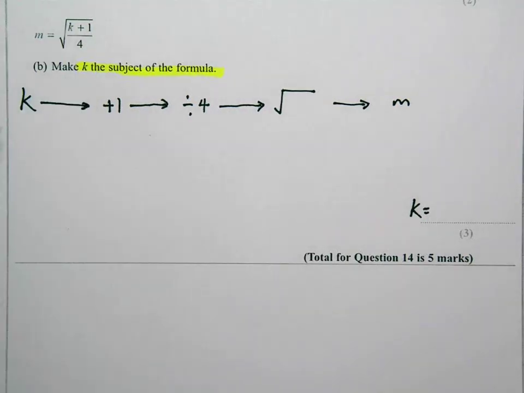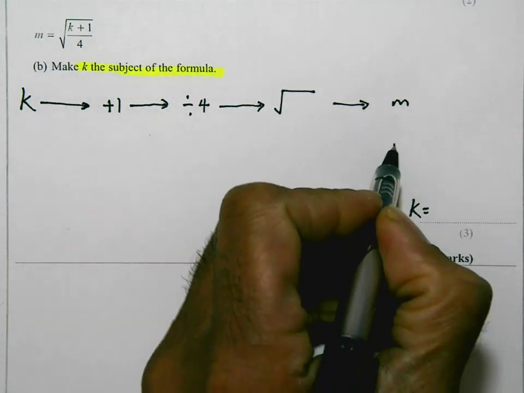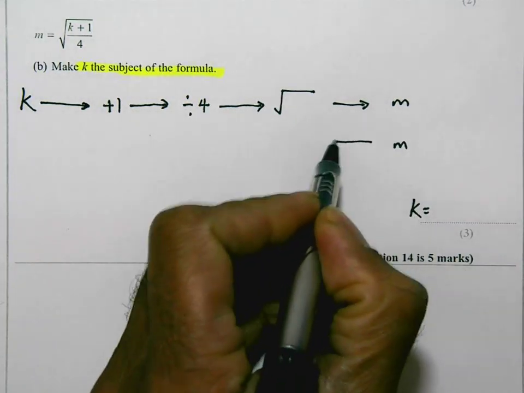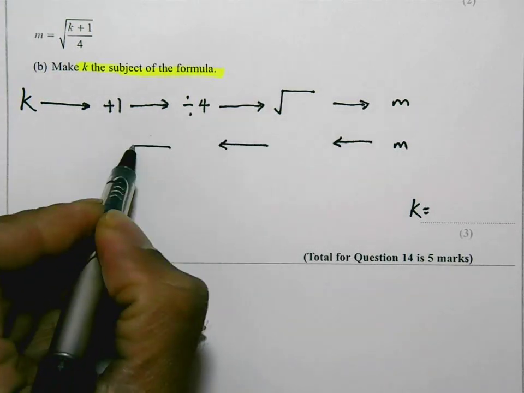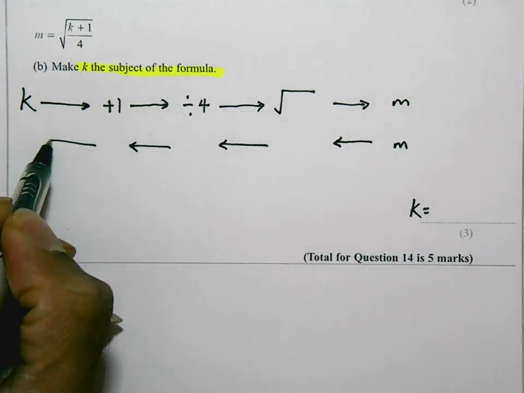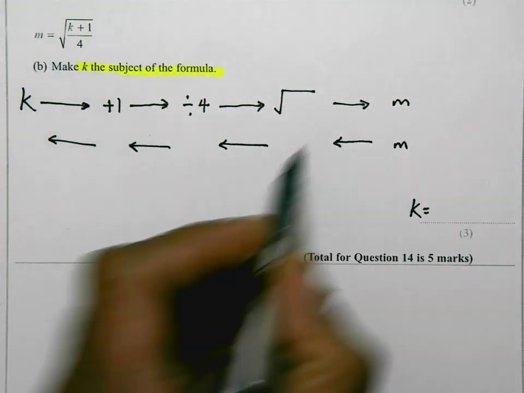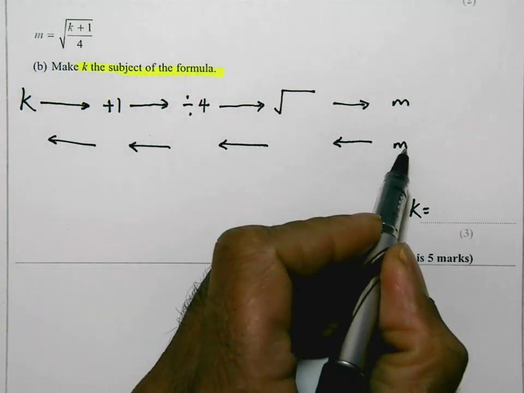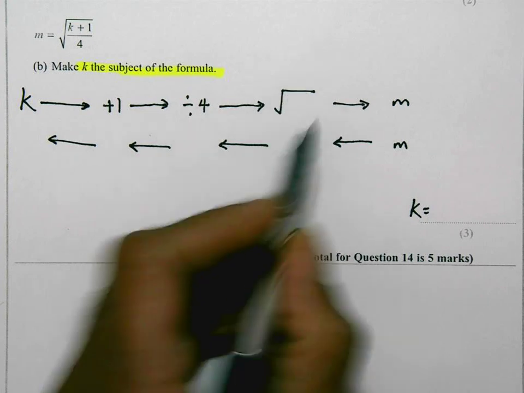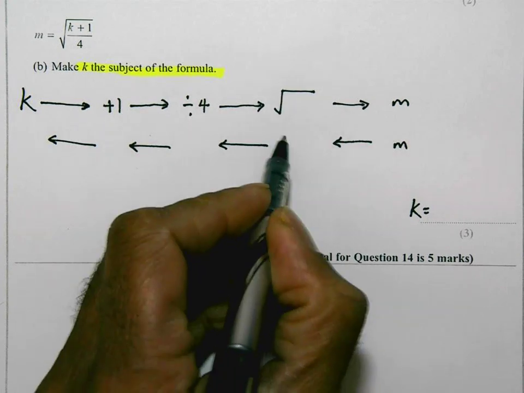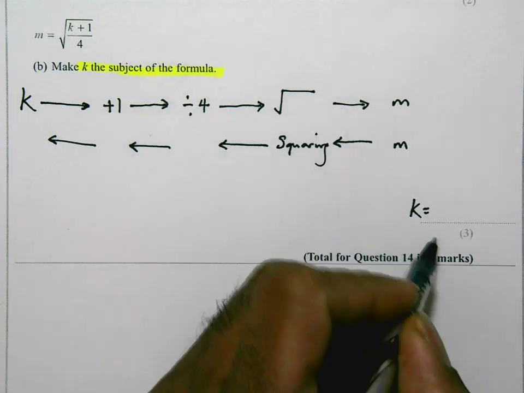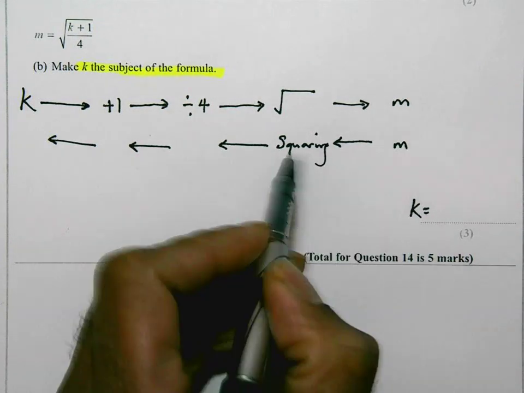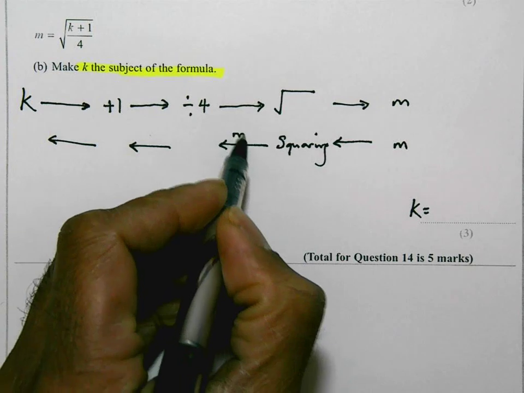Now, in order to get my answer, I'm going to do this flow diagram in reverse. I'm going to go backwards, and at each stage, I'm going to be doing the opposite of the operations. What I mean by that is, start off with M, then what's the opposite of square rooting something? It's squaring. So M, square it, that's going to give me M squared.